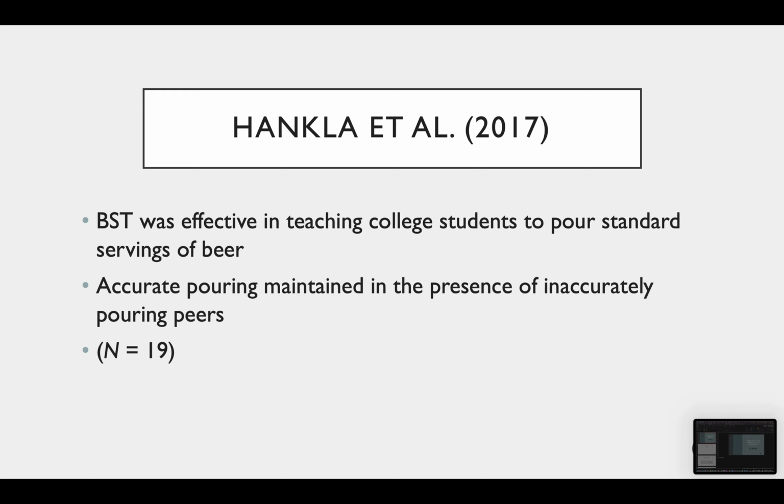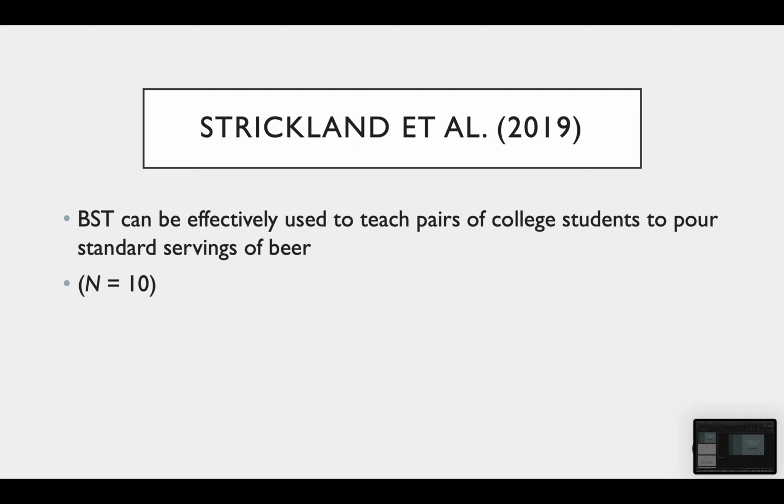Henkle et al. showed that individual BST was effective in teaching college students to pour standard servings of beer, and that their accurate pouring maintained even in the presence of inaccurately pouring peers. Strickland et al. examined group BST and showed that BST can be effectively used to teach pairs of college students to pour standard servings of beer.